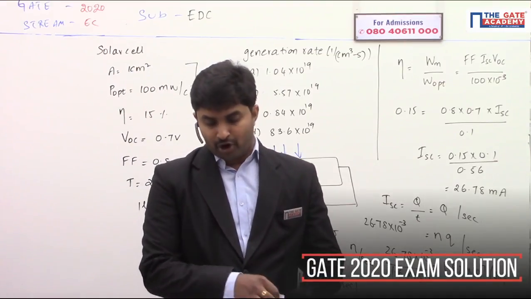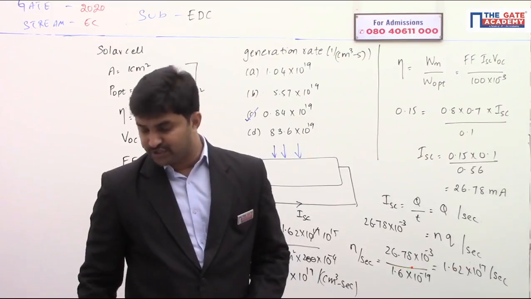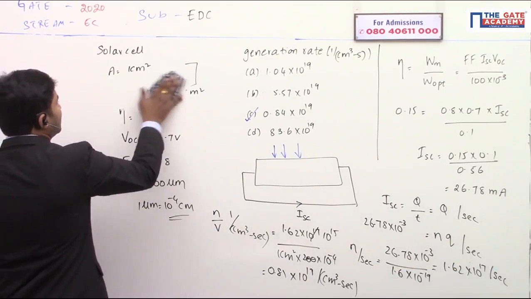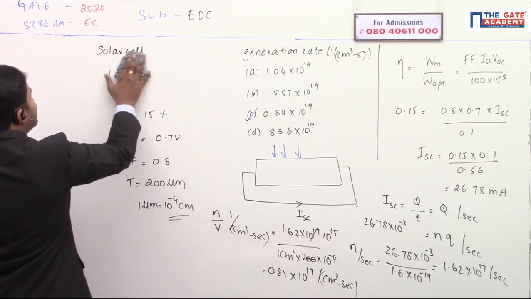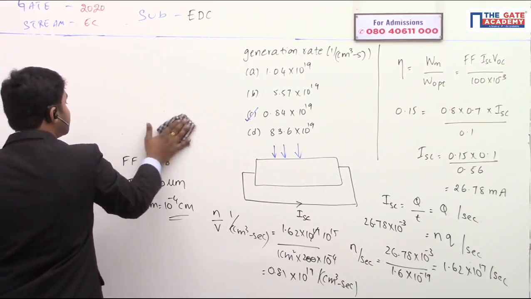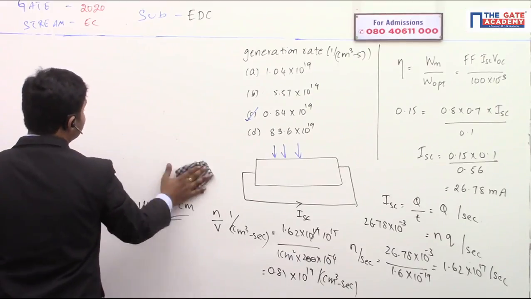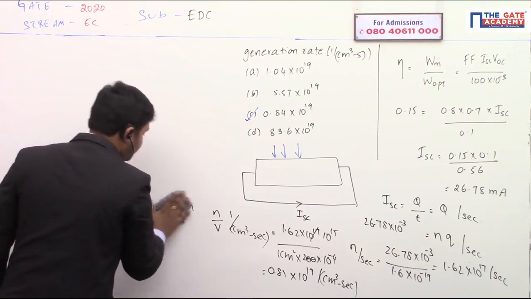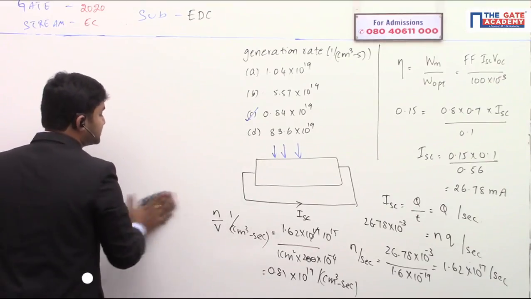Now let us move on to the next question, and it is from the topic of Fermi level. I'm telling you once again, solar cell is a very, very important topic. So the future aspirants, GATE 21 aspirants, have to take this topic in electronic devices very seriously. Electronic devices, this year, the paper is on the difficult side.